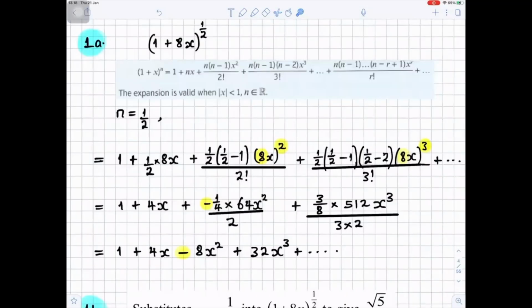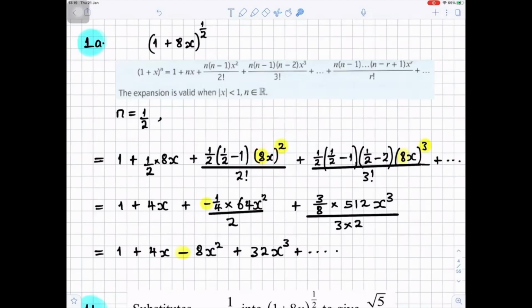To do question 1a, we would use this binomial expansion formula, where we replace x with 8x and we replace n with a half. So it would be 1 plus half times 8x, plus half times (half minus 1) and then 8x all squared. You have to be careful here because it is the 8 squared and the x squared as well.